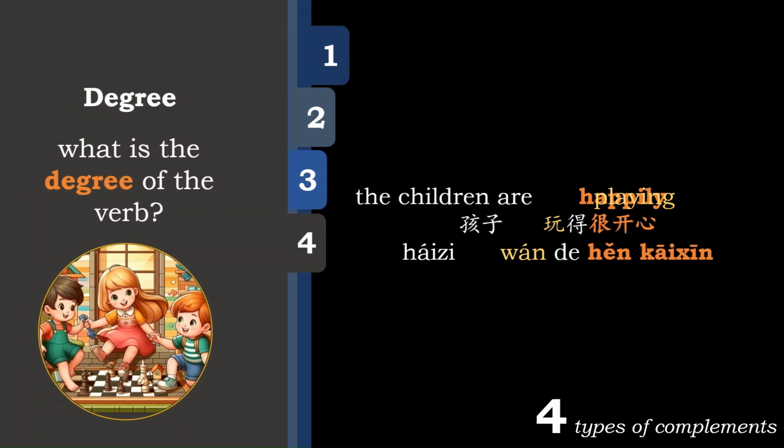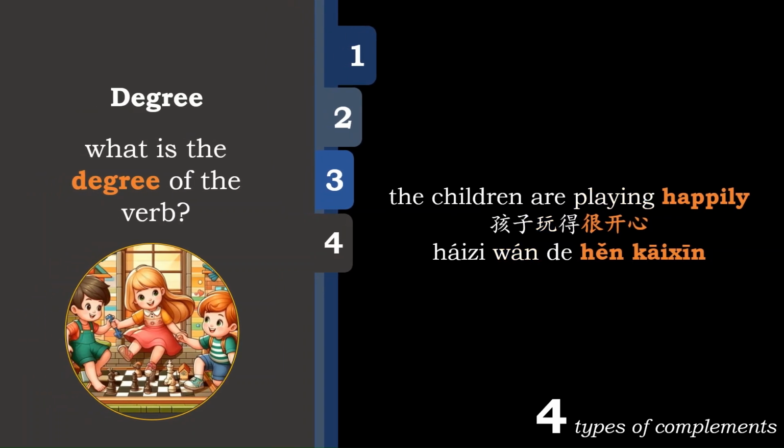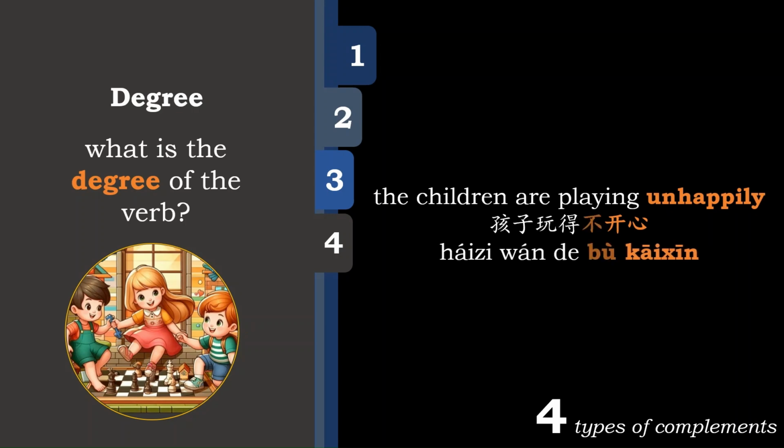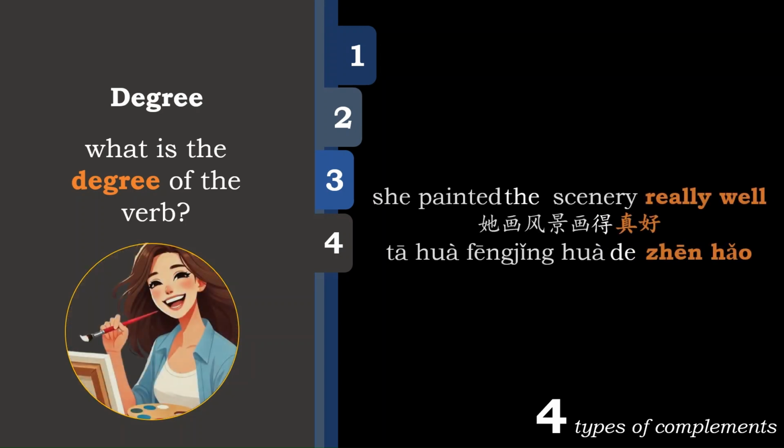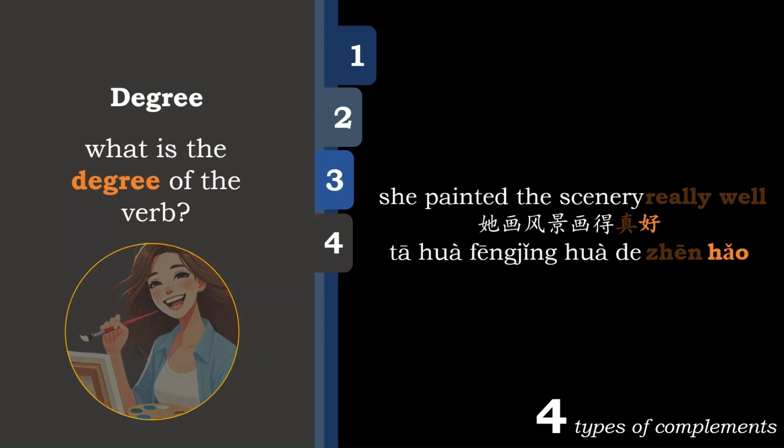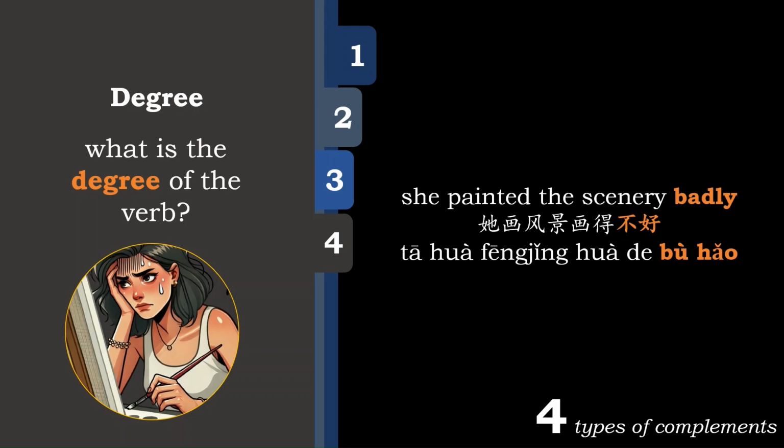Now let's remove the object. The children are playing happily. 孩子玩得很开心. What if we want to say, the children are playing unhappily? Well, we simply replace 很 with 不. 孩子玩得不开心. Here's another example. She painted the scenery really well. 她画风景画得真好. She painted the scenery badly. 她画风景画得不好.